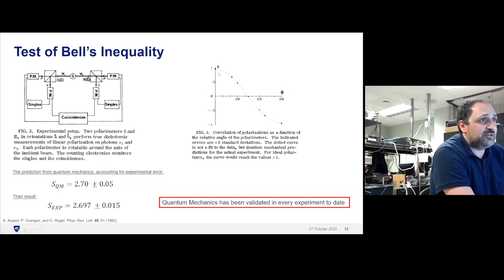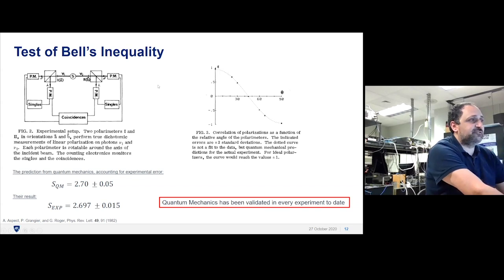And you see here, they change the angle of the polarimeters. And this dotted line is the prediction from quantum mechanics. And that's what they measured. The dark spots are what they measured. So this was the first real confirmation that there are no hidden variables in quantum mechanics, that it's a complete description.